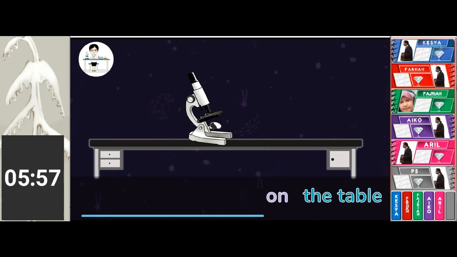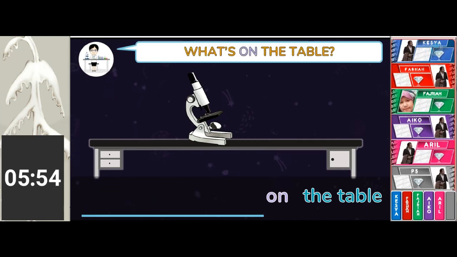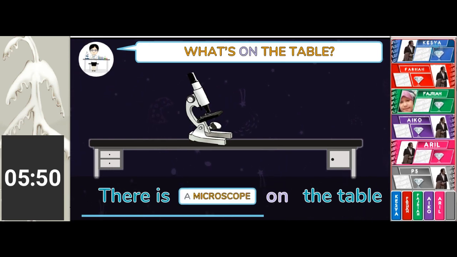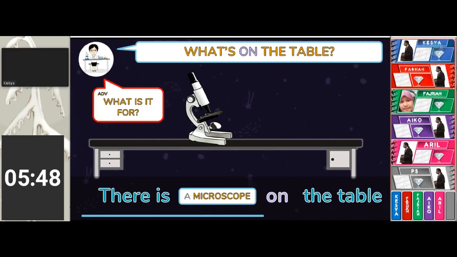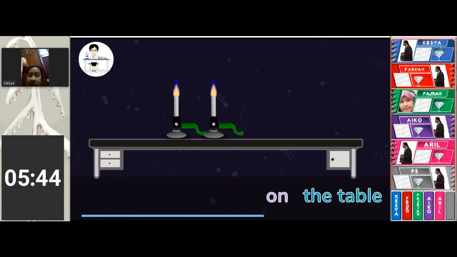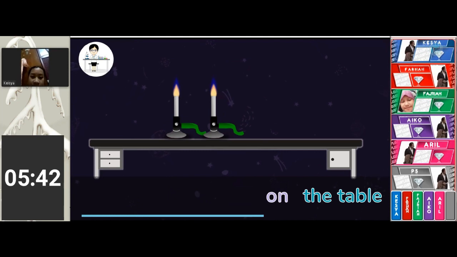What's on the table? There's a microscope on the table. We can use it to make very small things look larger to study them in the lab, like a bacteria or maybe a virus.